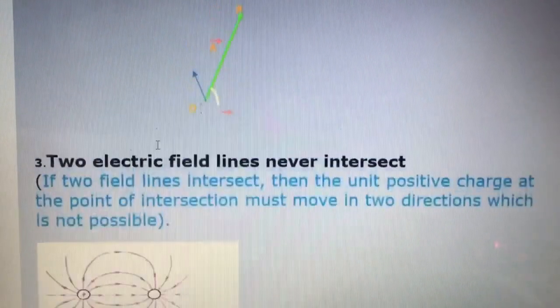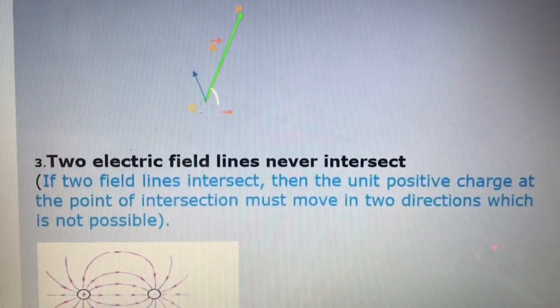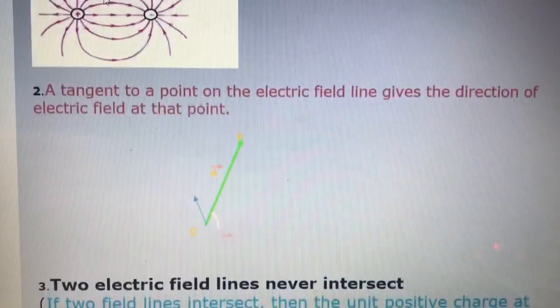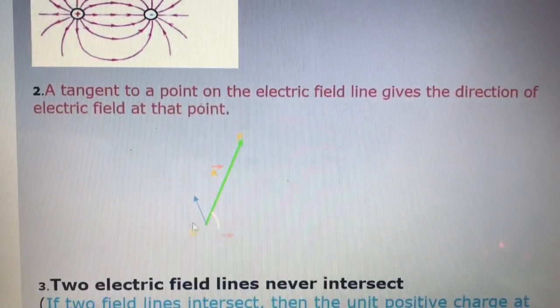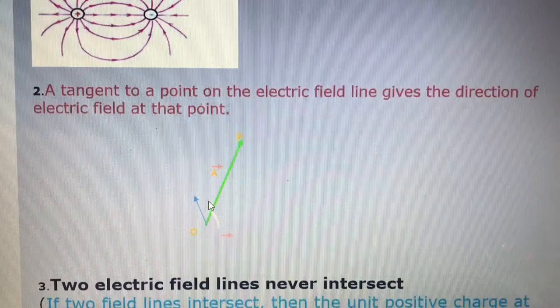And the second property is a tangent. A tangent to a point on the electric field line gives the direction of electric field at that point. Suppose the tangent is drawn at this point, here also the tangent is drawn at this point, or any line drawn in this imaginary concept. A tangent to a point on the electric field lines gives the direction of electric field at that point.